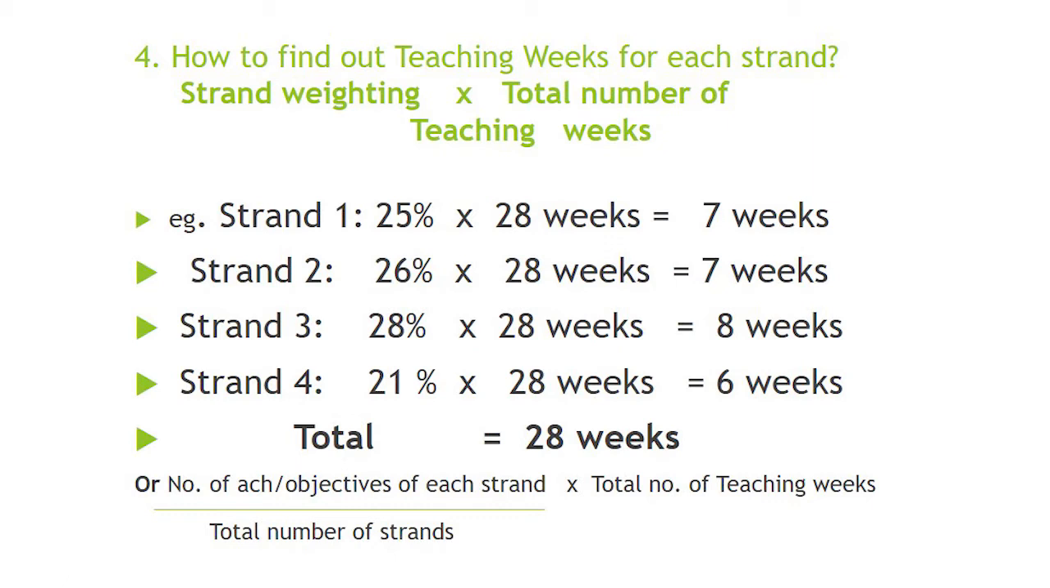Likewise, the second one, 26% multiplied by 28, that gives also 7 weeks. Strand 3, 28% multiplied by 28 weeks, that gives 8 weeks. Strand 4, 21% multiplied by 28 weeks, and that gives 6 weeks. So the total number of teaching weeks given is 28. So now you have the number of weeks for each strand, and you have to follow that.